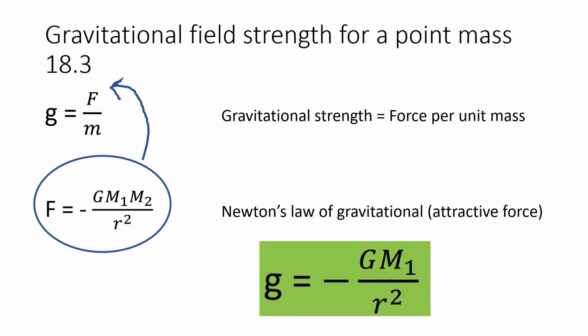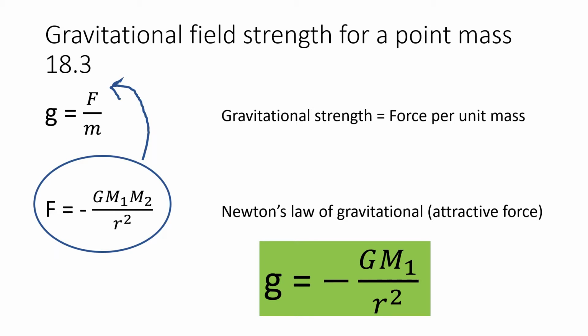So we did say that the gravitational field strength is force per unit mass. In this case, force is measured in newtons, mass is measured in kilograms. And from Newton's law of gravitation, we saw that F is equal to minus G times m1 times m2, where G is the gravitational constant. Remember that G is not the gravitational field strength. In this case, G is 6.67 times 10 to the minus 11, and r divided by r squared, where r is the distance between the two objects.